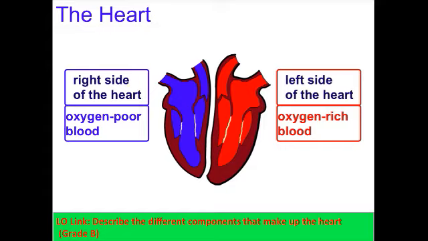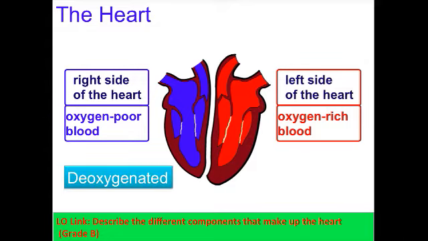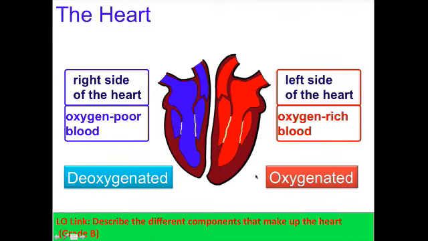Again, oxygen-poor blood, or blood that doesn't have much oxygen in, is referred to as deoxygenated, and this will be represented by blue colouring on my diagrams. And the left side, which has lots of oxygen, will be oxygenated, and this will be represented by red.